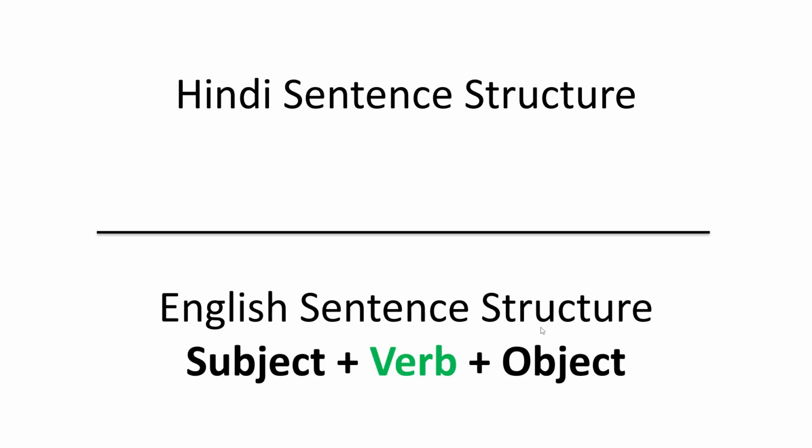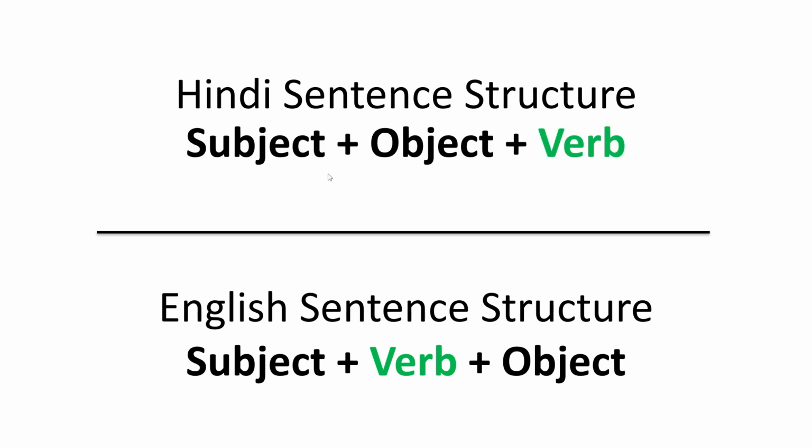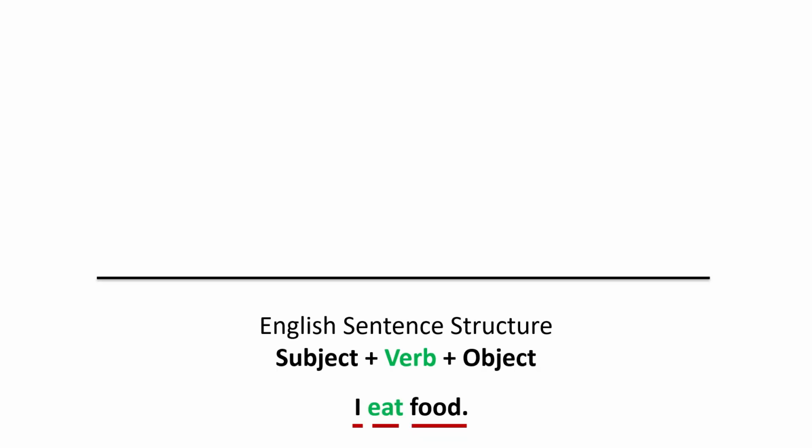In English, subject comes first, then verb in the middle, and object in the end. But in Hindi, subject comes first, then comes object in the middle, and verb in the end. Let's learn this difference with an example.